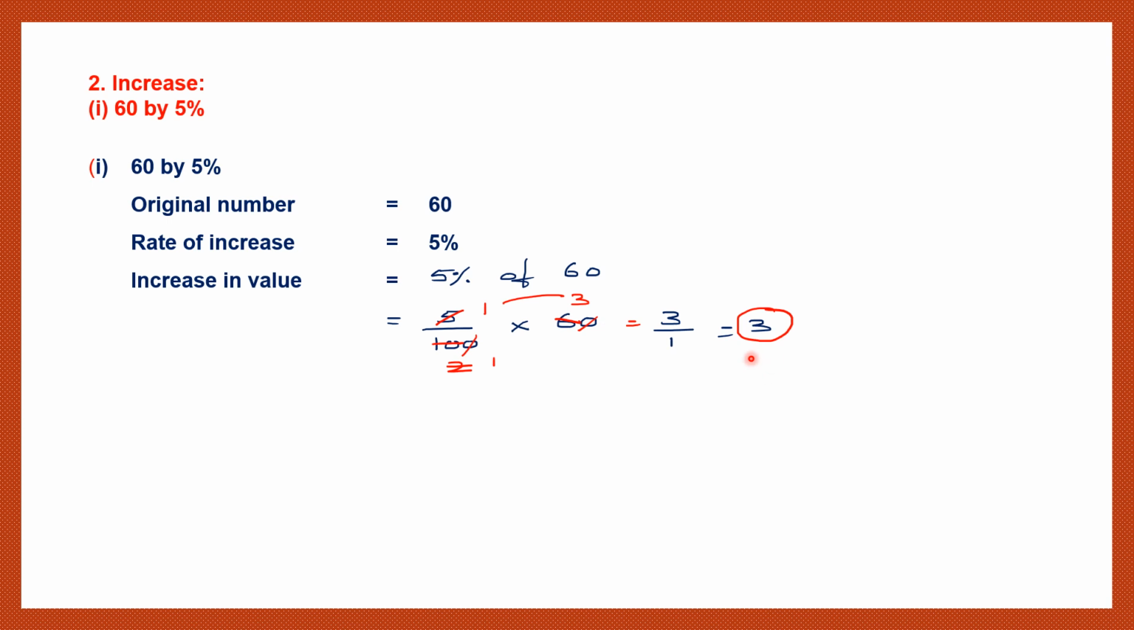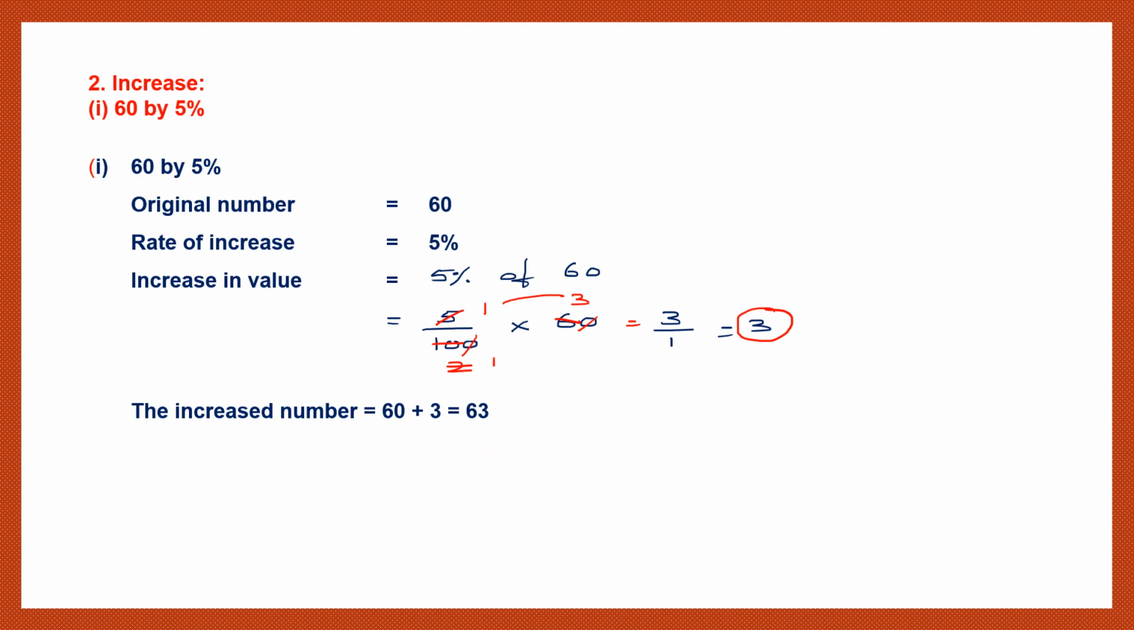So now that I have found the increase in value, all I have to do is simply add this to the original number 60. So the increased number will be 60 plus 3, which is 63. So the original number is 60. The increase in value I have found is 3. So what do we have to do here? All you have to do is find 5% of 60 and add that number to 60.